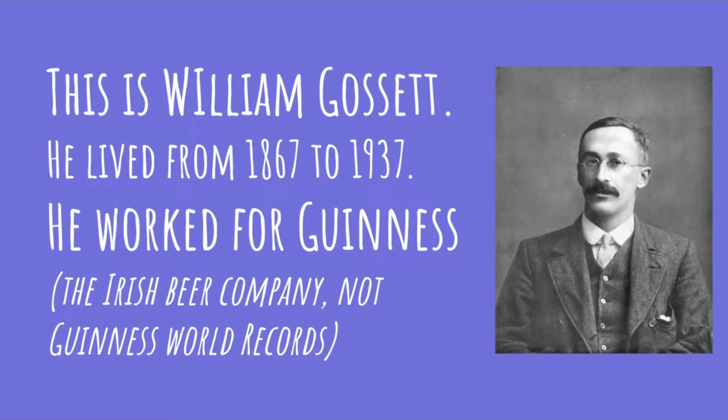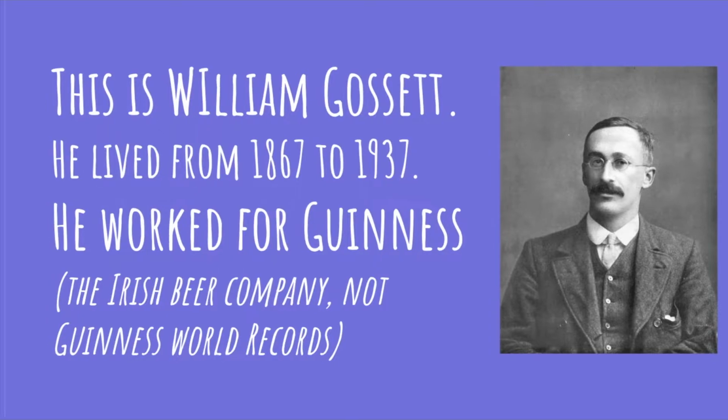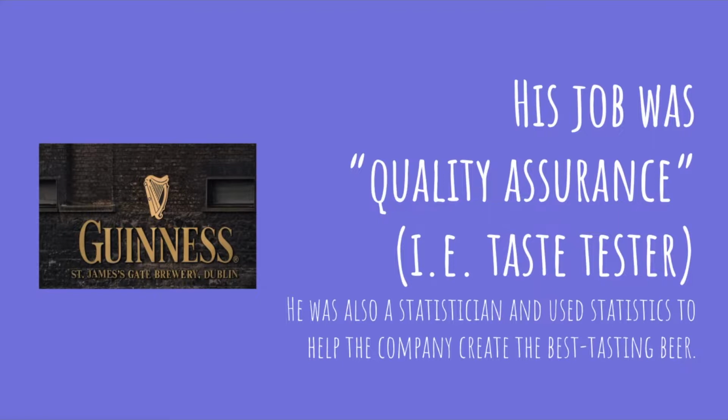So William Gossett lived from 1867 to 1937. He worked for Guinness, the Irish beer company, so not Guinness World Records, but the beer company. He worked in quality assurance, which the easiest way to think of is taste tester, but it was a little bit more complicated than that. He was a statistician who used statistics to help the company create the best tasting beer.